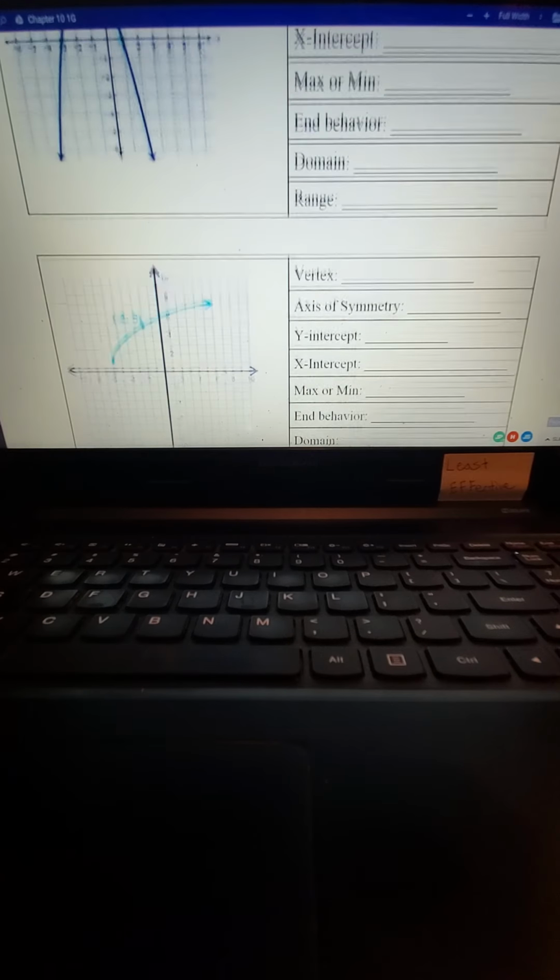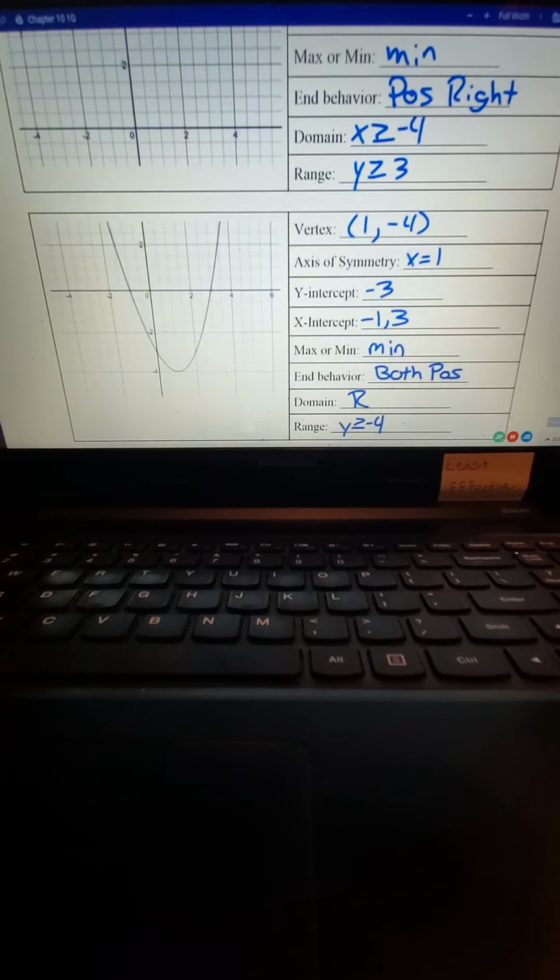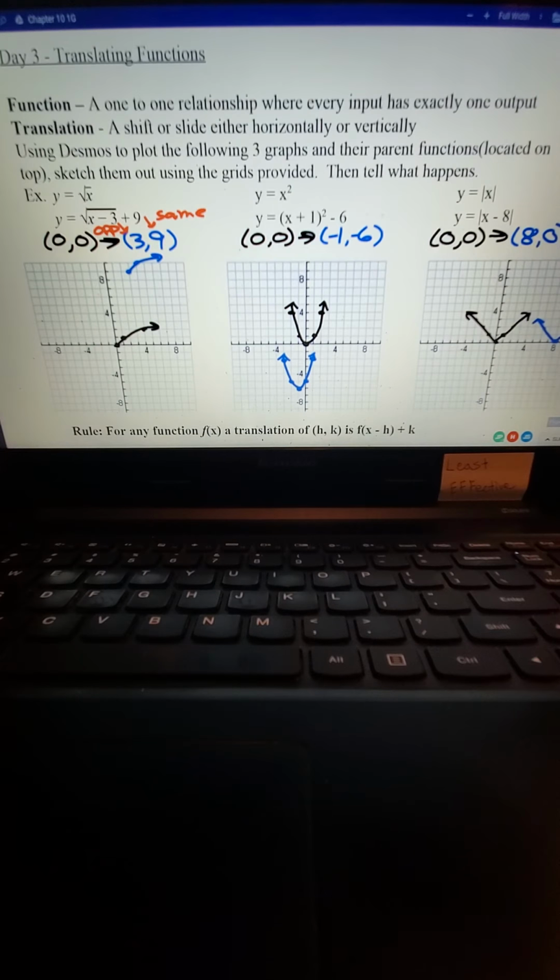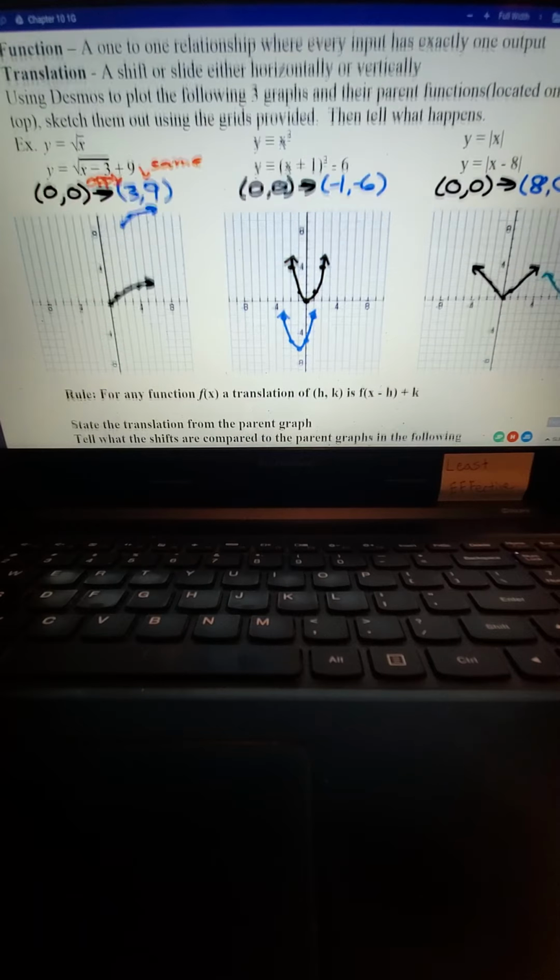So now we are on day 3, and we're going to be looking at all of those graphs, but we're going to be moving them around, all right? We're going to be translating functions.